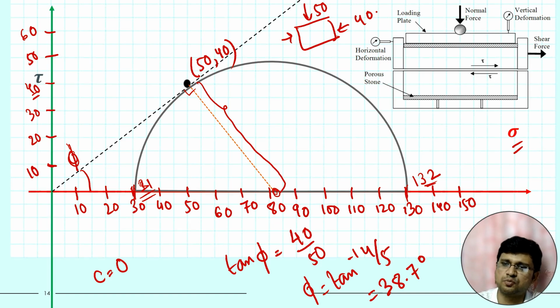Now what is the failure plane? Failure plane is actually this plane. Here the failure has occurred. Due to the load, failure occurred here. So the failure plane is actually the horizontal plane.